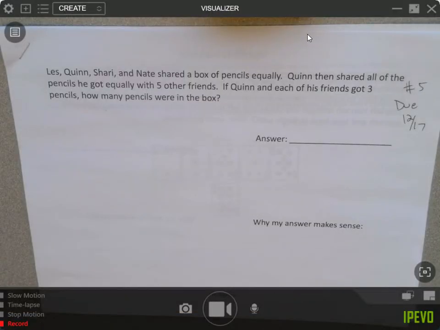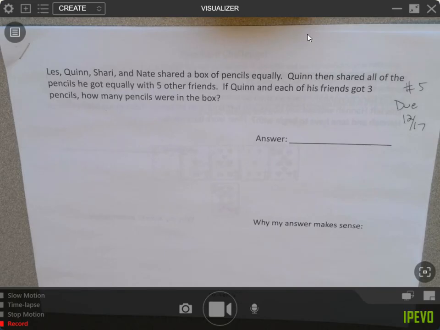Good morning. Today we are working on packet number 5 that is due on December 17th. So, page 1. Les, Quinn, Sherry, and Nate share a box of pencils equally.